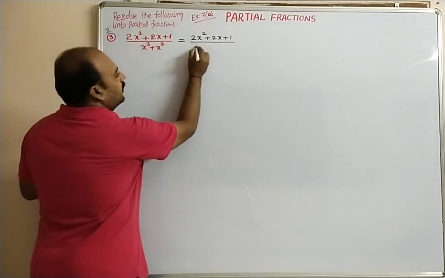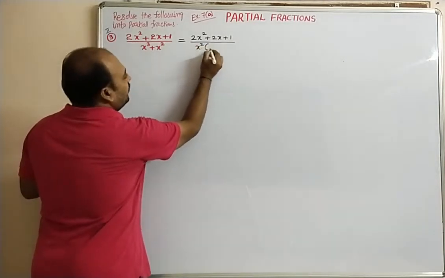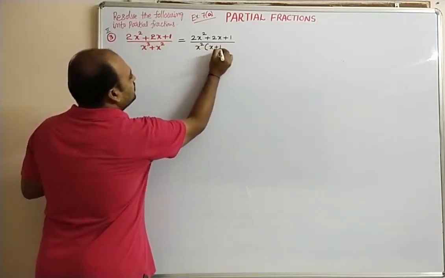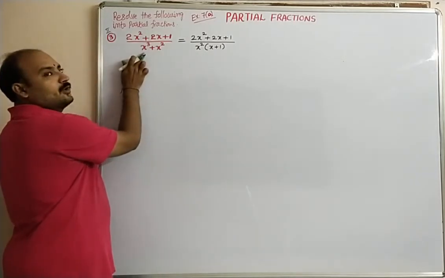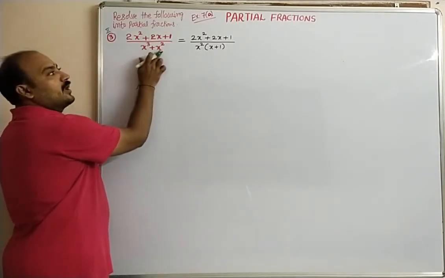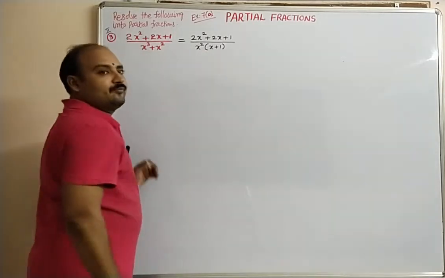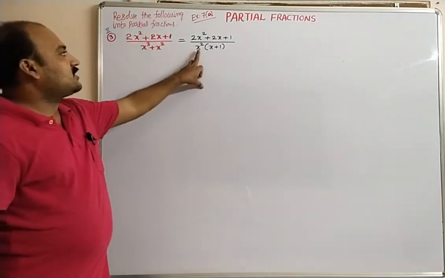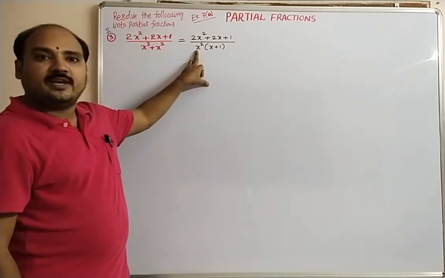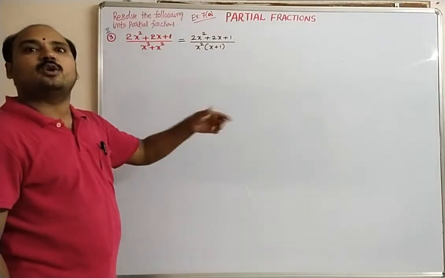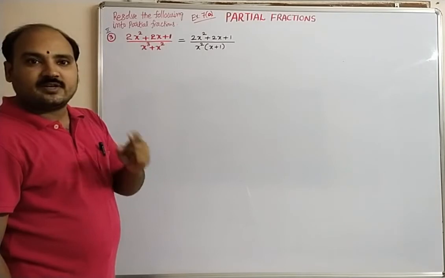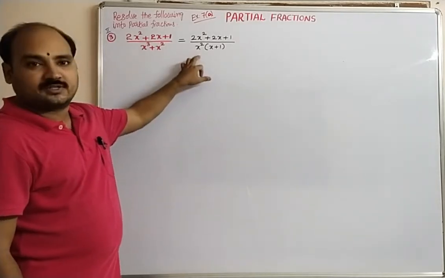Take common x square. So the remaining function will be x plus 1. From the first term, if you take out common x square, x will be remaining, and from the second term, if you take out common x square, 1 will be remaining. Observe here, x square is there. That means x is repeating, (x minus 0) whole square. x is the factor which is repeating twice.